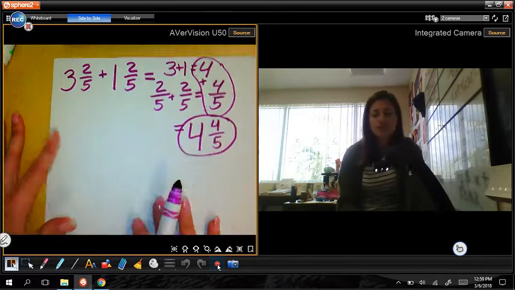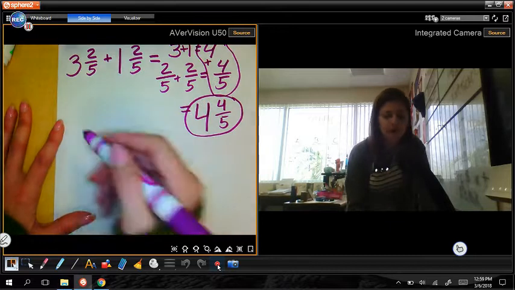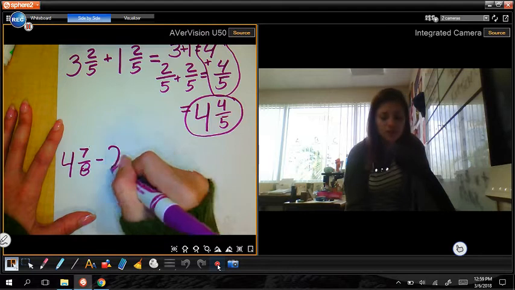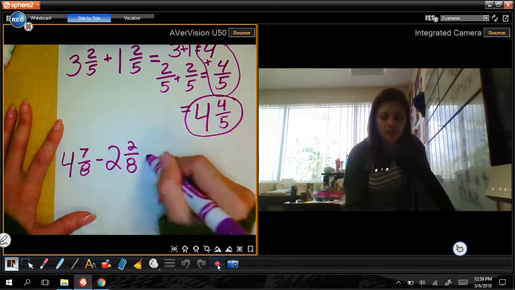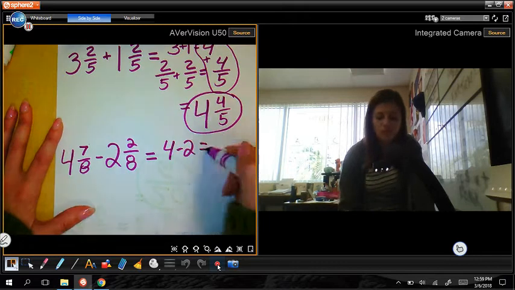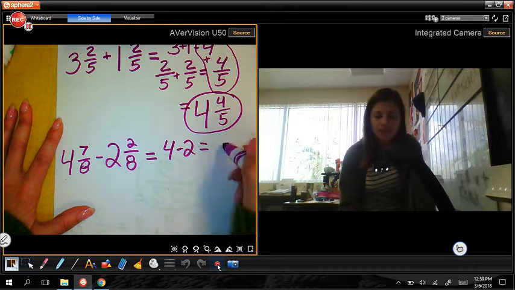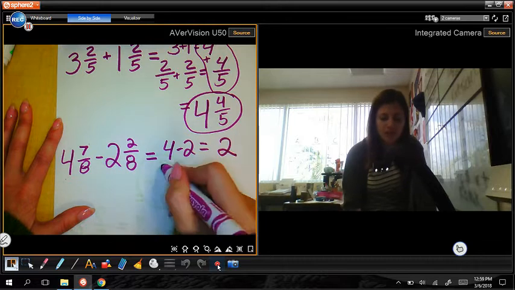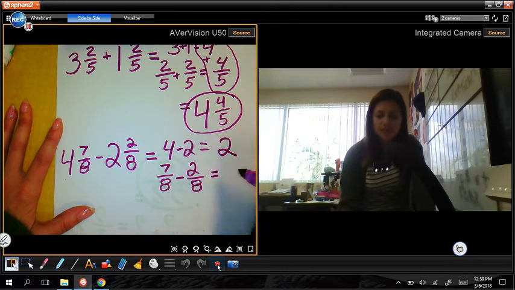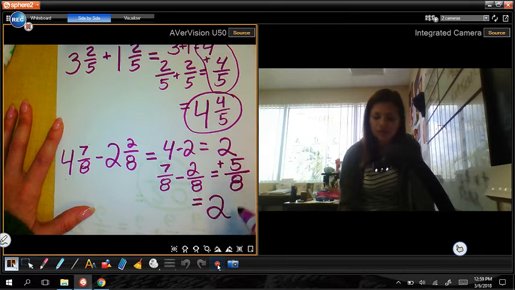Now let's try subtracting. Same thing. If I'm subtracting 4 and 7 over 8 minus 2 and 2 over 8, I'm going to start by subtracting my whole numbers. So 4 minus 2, that's going to give me 2. And then I subtract my fractions. 7 over 8 minus 2 over 8 gives me 5 over 8. And then I combine to get a final answer of 2 and 5/8.